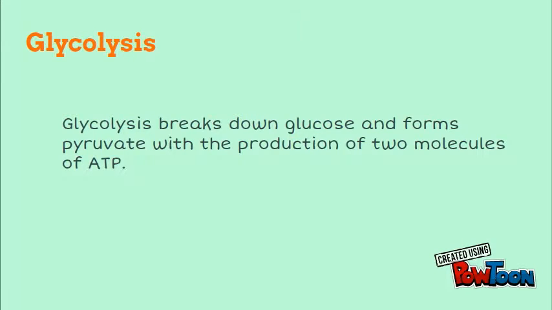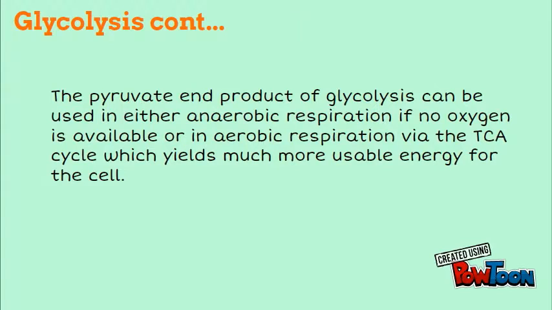Glycolysis breaks down glucose and forms pyruvate, with the production of two molecules of ADP. The pyruvate end product of glycolysis can be used in either anaerobic respiration, if no oxygen is available, or in aerobic respiration via the TCA cycle, which yields much more usable energy for the cell.